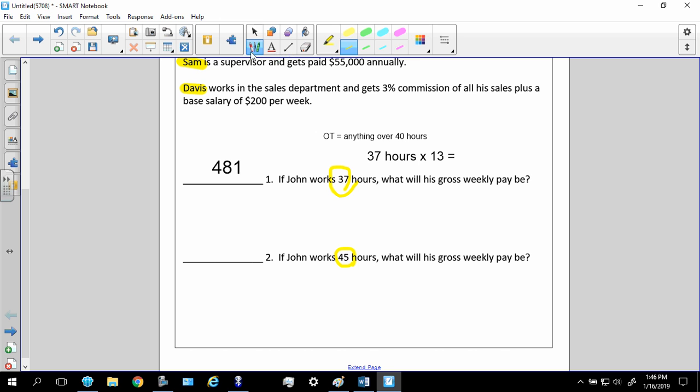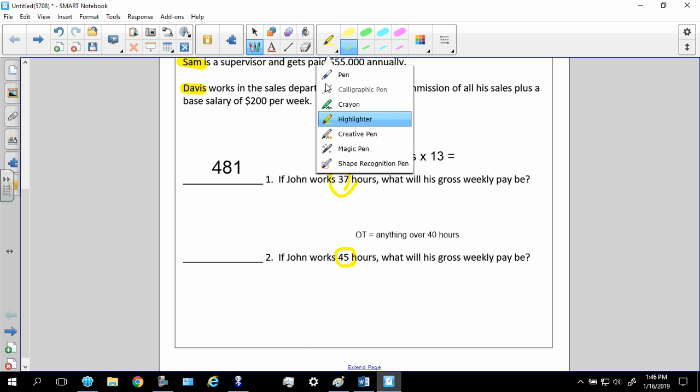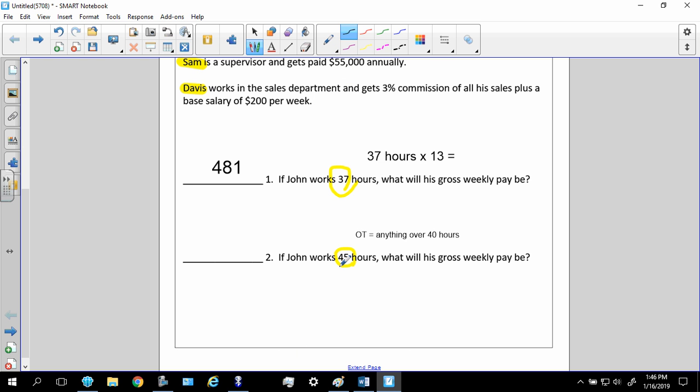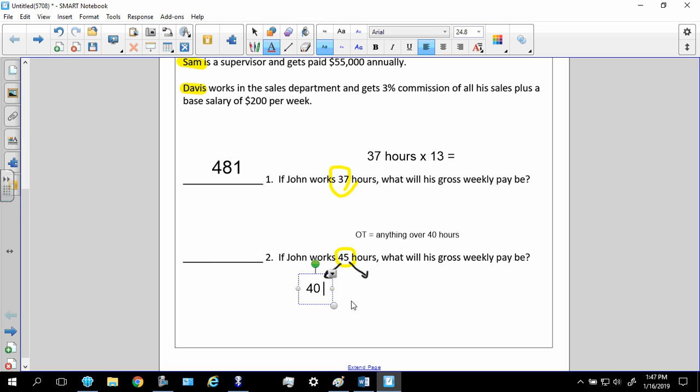All right. Now for the next question, he is working 45 hours. Going back to what we talked about in the first question, overtime is anything over 40 hours. So if you remember, I'm going to split 45. So there's my 2 arrows. This represents 40 hours of regular time, and the leftover 5 hours would be overtime. I'm sorry, 40 is regular time and 5 is overtime.